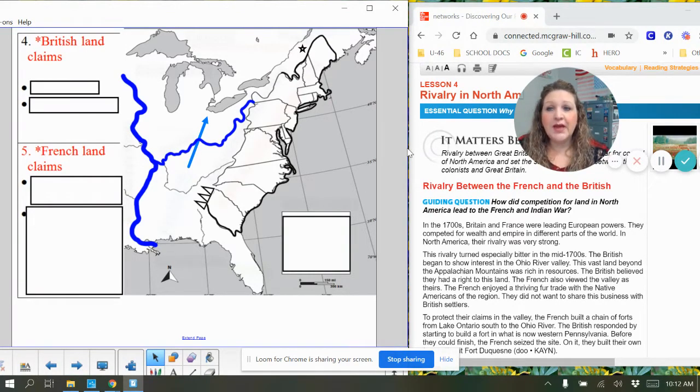We are going to look at the British land claims and the French land claims in North America, because that's who is going to have this rivalry, this competition over the land. So we need to know what land there is and what land they have control over and what land they are competing over. The first thing that you should recognize is that we're looking at the 13 colonies, and the 13 colonies is controlled by England, or also called Great Britain.